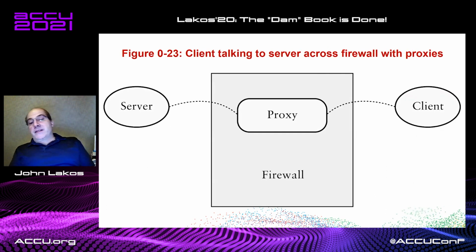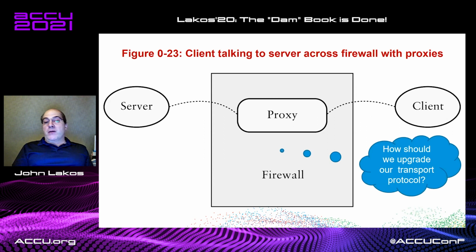Imagine we're trying to build something like a proxy inside a firewall connecting a client and a server. Now, suppose at some point we want to do an upgrade. How should we go about doing this protocol upgrade? The problem is that we've got many clients and many servers, and we have to find a way where we don't have to change everything in lockstep.